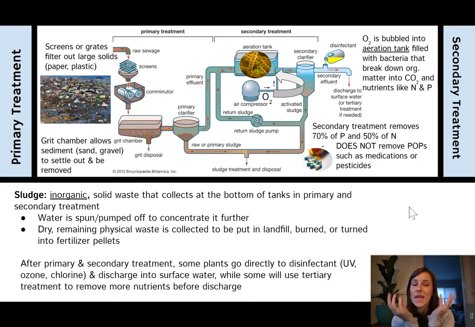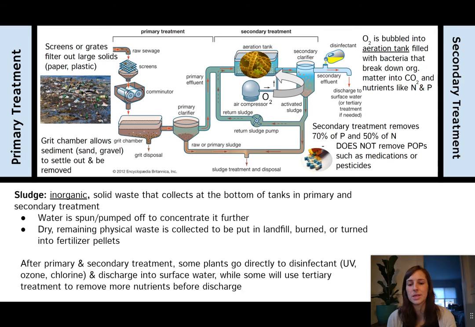Now, by the end of this, we have what's known as sludge. Sludge is inorganic solid waste that collects at the bottom of tanks in the primary and secondary treatment. Water is spun or pumped off to concentrate it even further, and by the end, you end up with this dry, physical waste, and it's collected to be put in landfills, burned, or sometimes turned into fertilizer pellets because it has higher levels of nitrogen and phosphorus in it. But overall, it is inorganic.